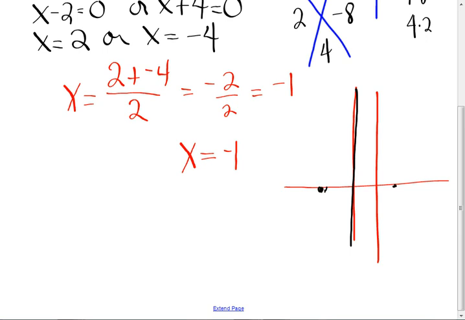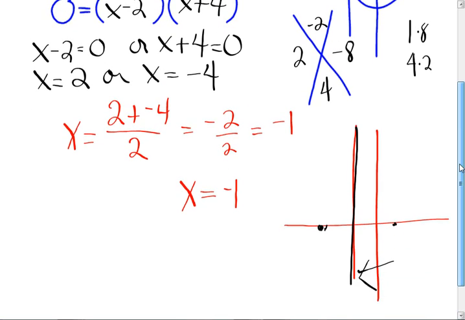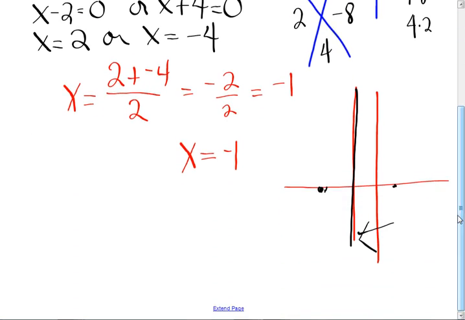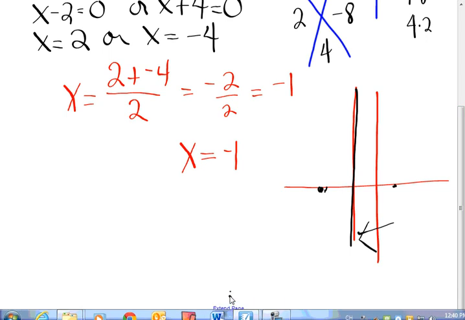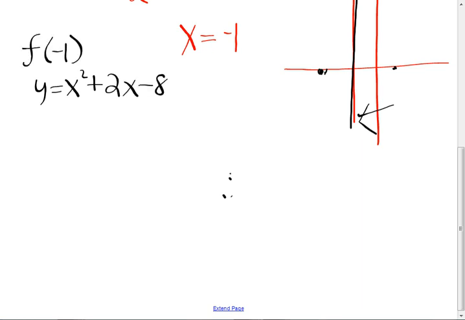And now, I need to find this bottom point right down there. I'm not sure where it is. So all I do is substitute negative 1 back into my function. Do you want to go in the factored form? Or let's go the regular form because they didn't give it to us factored. Okay, so y equals x squared plus 2x minus 8. I want to find f of negative 1.